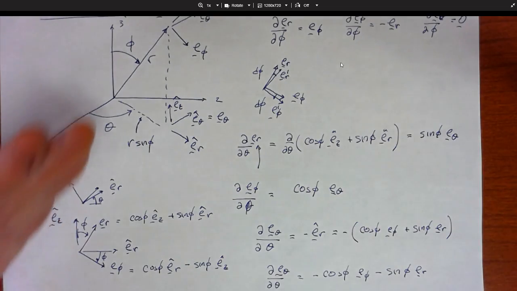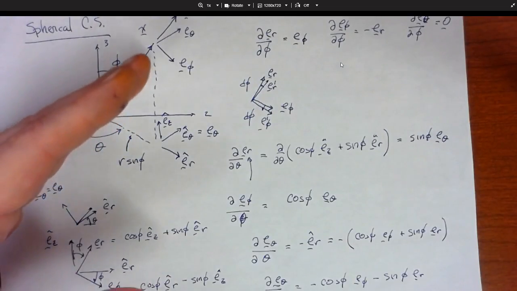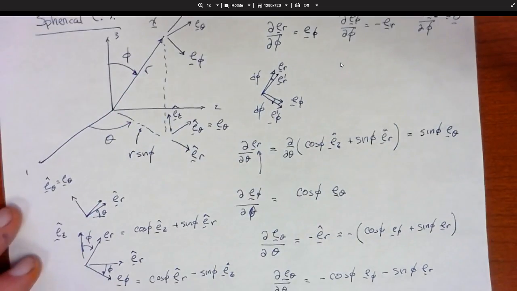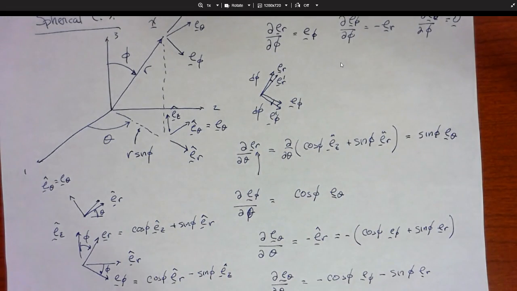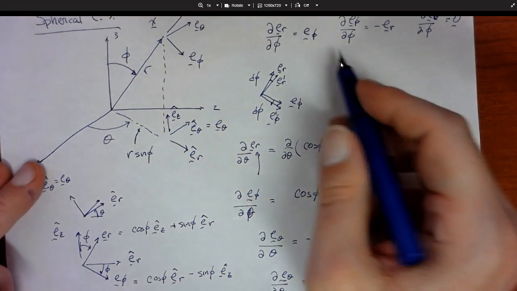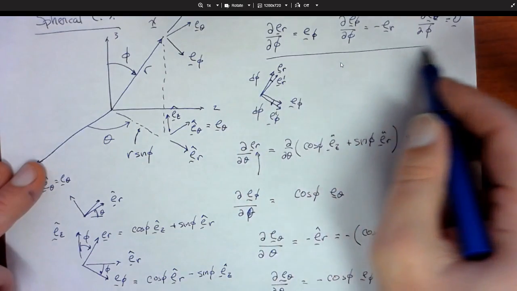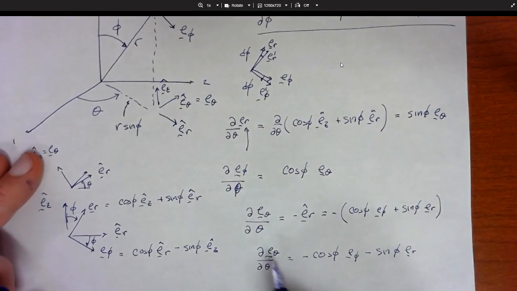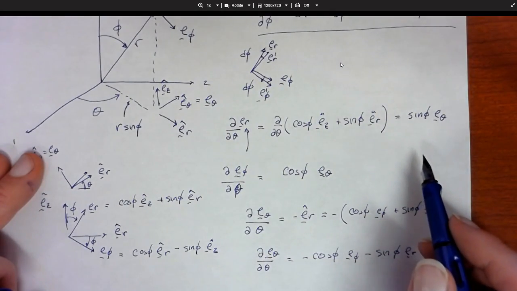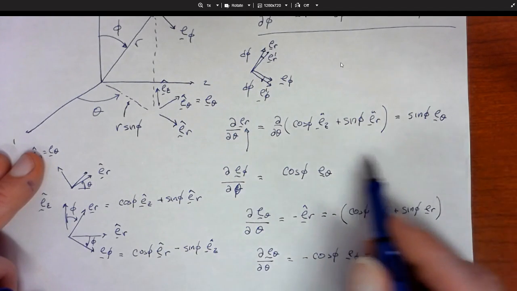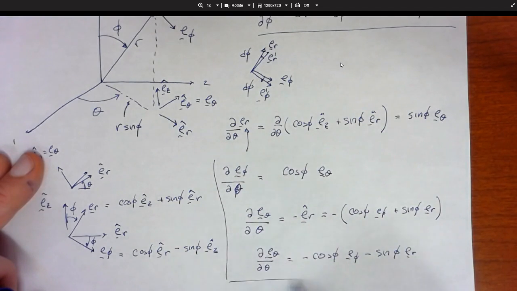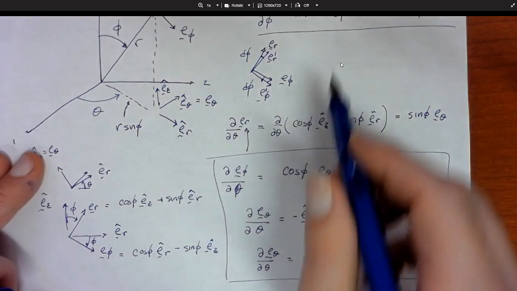Actually, as you change in R, once again, it doesn't change any of those things, so those all go to 0. So now we know how to get the unit vectors when we change phi, and also when we change theta. Okay?